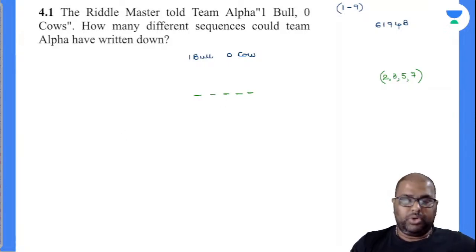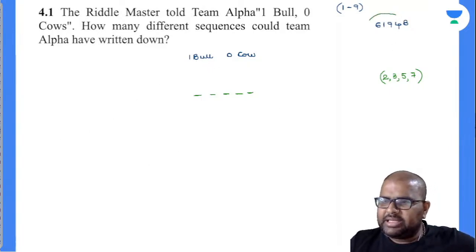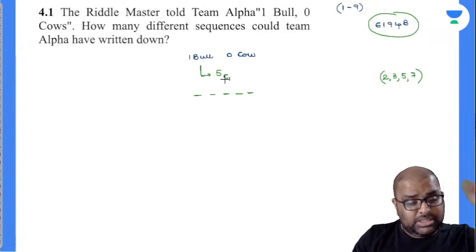Now observe closely there. 1 bull means out of these 5 letters, they have guessed 1 letter perfectly. Am I right or wrong? So out of 5, 1 is guessed perfectly, and its position also perfectly, right?